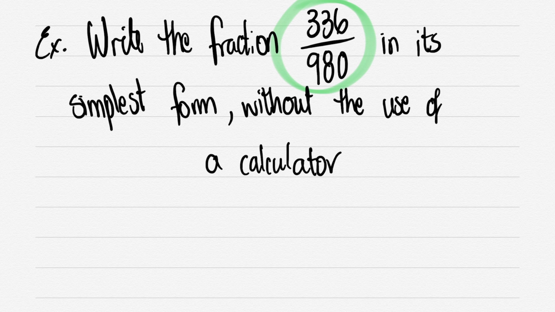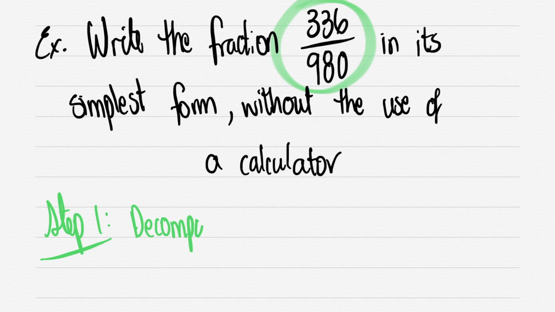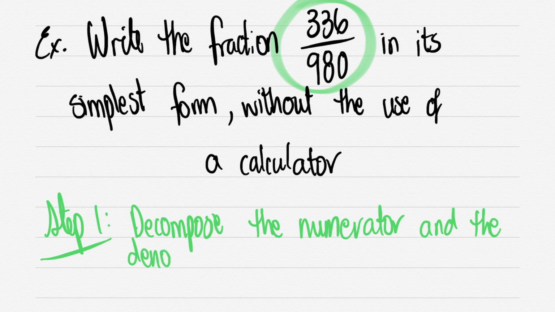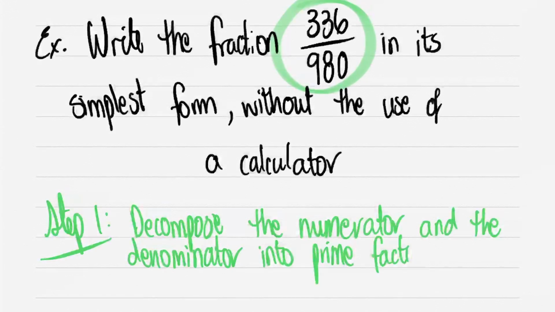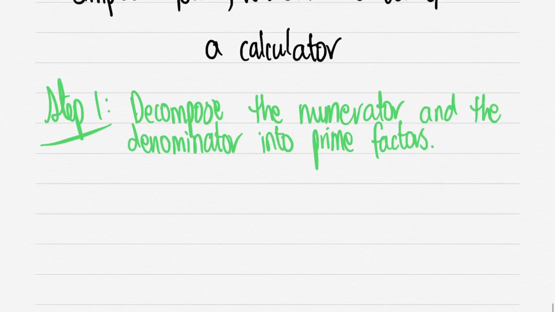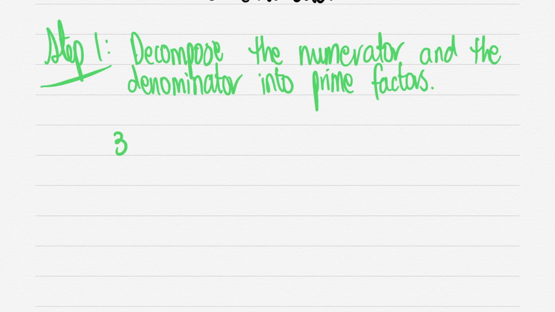We start by doing step one. Step one is going to be prime numbers of 336 and then prime numbers of 980. How do we start? Well, we do our ladder method. So let's decompose these numbers. First, we start with the numerator, and then we do the denominator. Our numerator is the top number. That number is 336. Our denominator is 980.